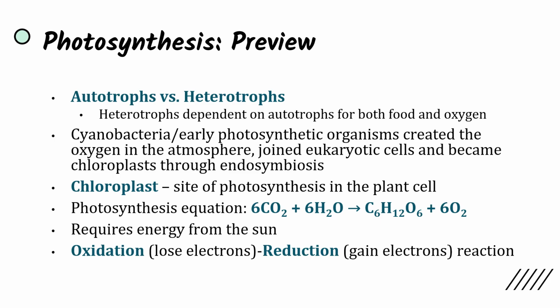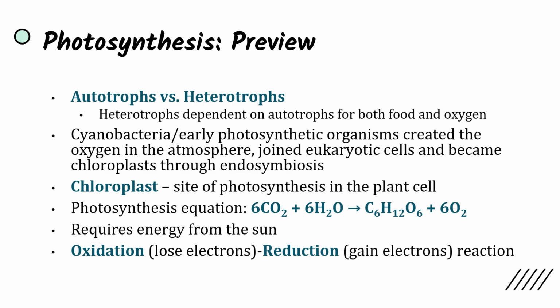Because autotrophs consist of photosynthetic organelles known as chloroplasts. And these developed from early photosynthetic organisms and cyanobacteria, which first created the oxygen in the atmosphere and then later joined eukaryotic cells and became the organelle of a chloroplast through endosymbiosis. And like previously mentioned, the chloroplast is going to be the site of photosynthesis in the plant cell. Animal cells do not have these.